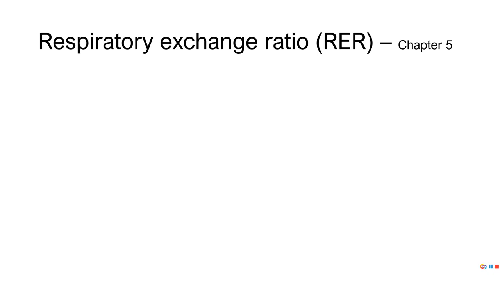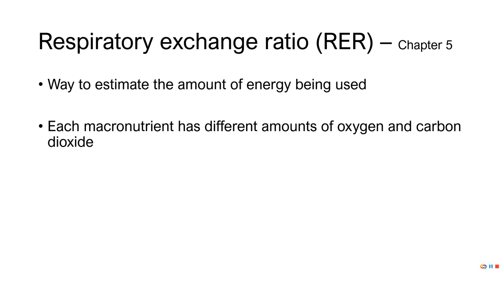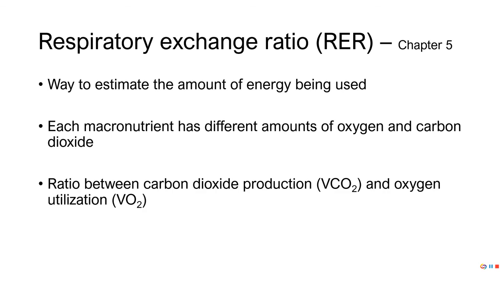Now we're going to talk a little bit just for a second, because it kind of fits in with some of the equations that we're going to talk about, is something called the respiratory exchange ratio. And what we use this for is as a way to estimate how much energy, and really not amount, but more the type of energy that's being used. Okay, each macronutrient, and specifically fats and carbs, require different amounts of oxygen to utilize, and they produce different amounts of carbon dioxide. And so what we end up doing with the RER is we've created a ratio that's the amount of carbon dioxide produced divided by the amount of oxygen used.